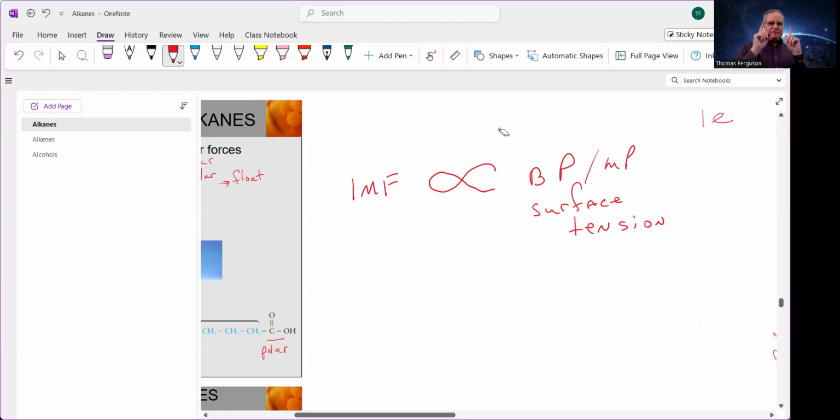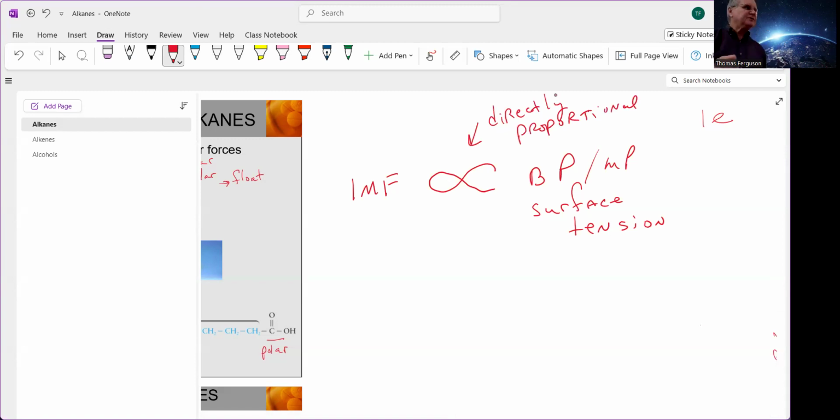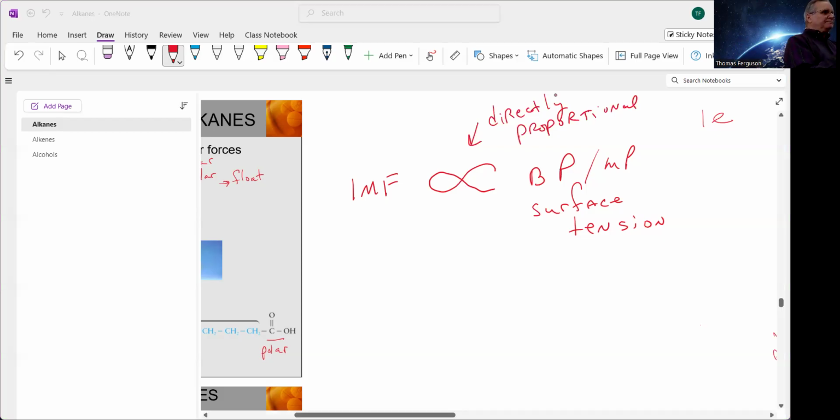Okay, so the stronger the IMF, this is directly proportional. Directly proportional. And there's also indirectly proportional, which means when one goes up, the other goes down. This is direct. One goes up, the other goes up. IMF goes up, boiling point goes up. IMF goes up, surface tension goes up.